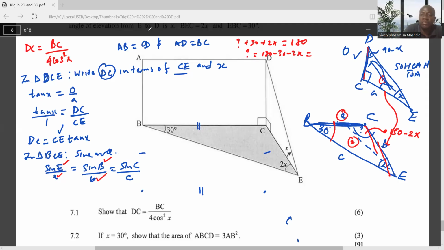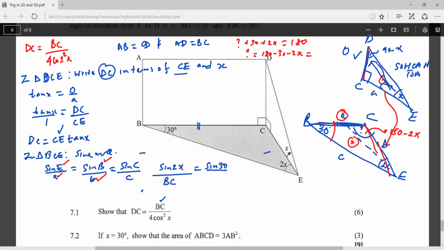Let's now do the substitution. I believe you guys are following. What is angle E? We do have angle E, it's 2x, so this will be sine 2x. Small letter e is the BC. Remember, BC should be part of it. Angle B is 30. Small letter b, we have small letter b, it's the CE. CE, remember, we want to find.